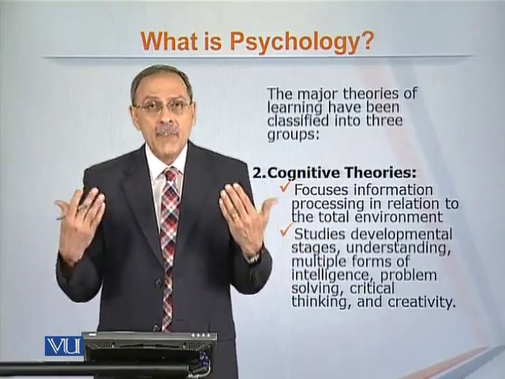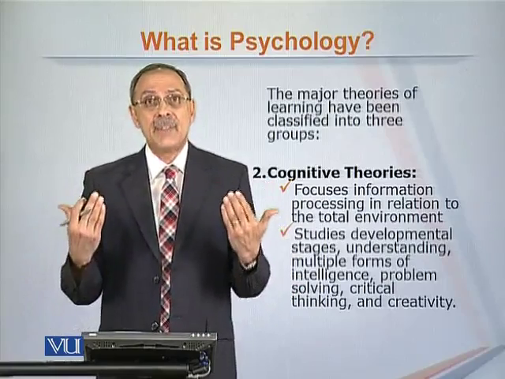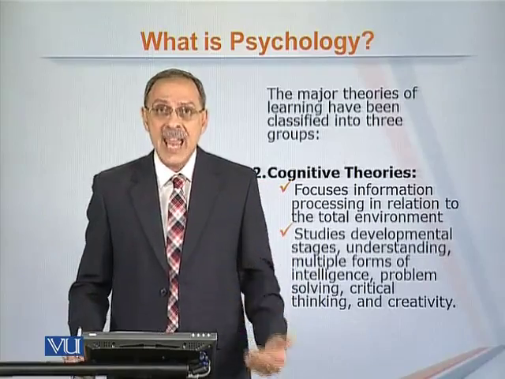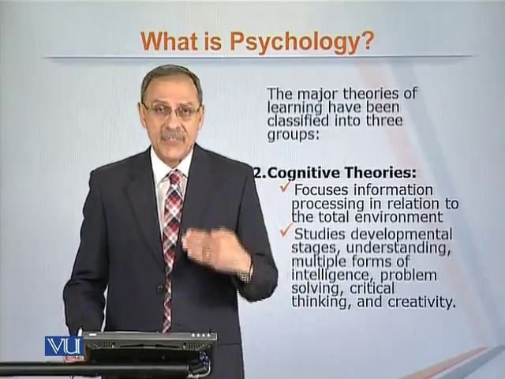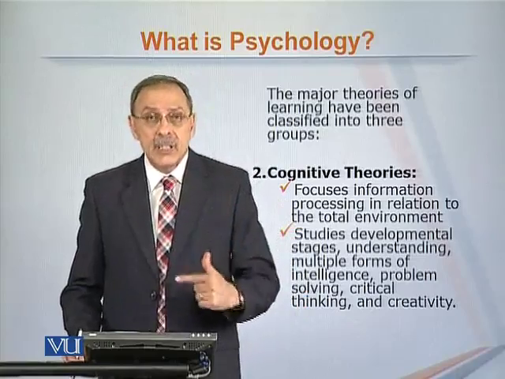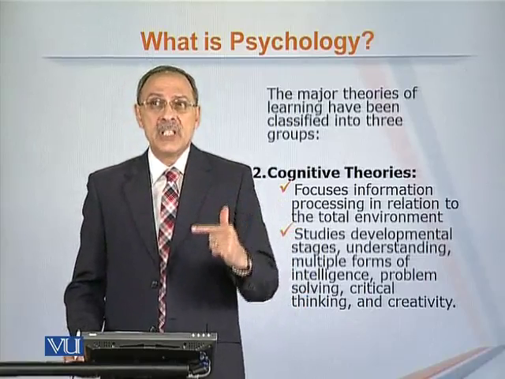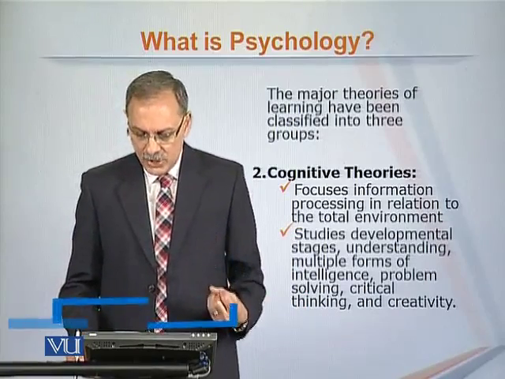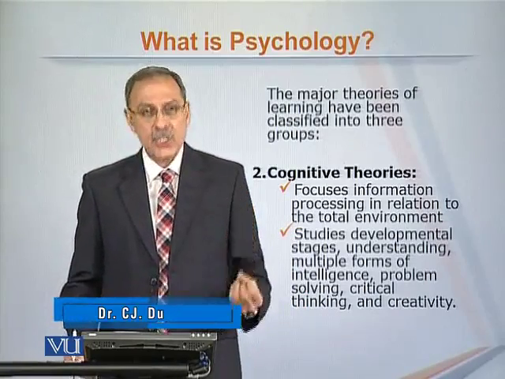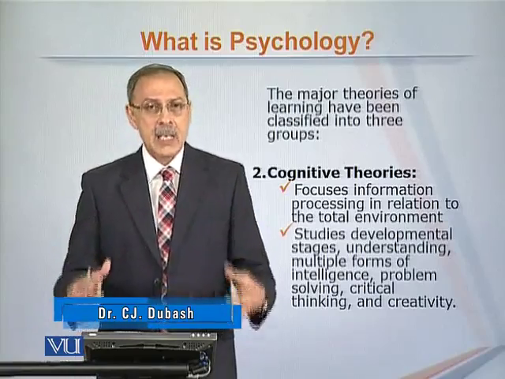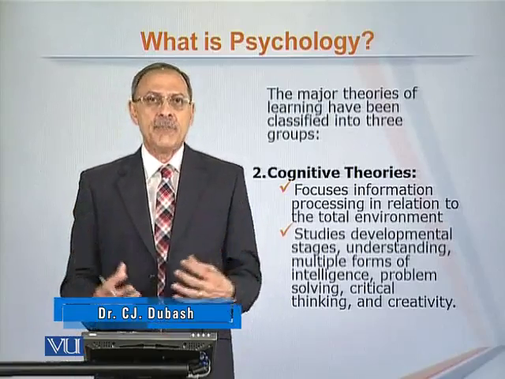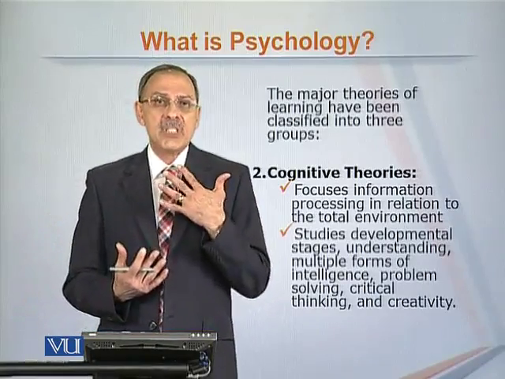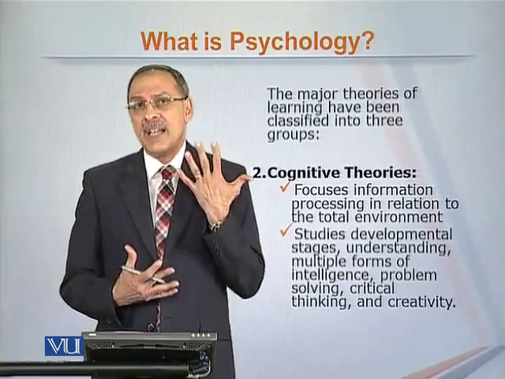And a lot of cognitive scientists have given theories of cognition that help one understand how individuals are thinking and what level of thinking an individual is capable of. These theories focus on information processing in relation to the total environment. People receive information from multiple sources today. Of course, the most basic sources are our five senses.